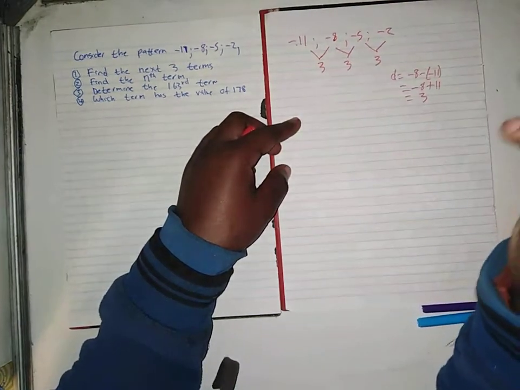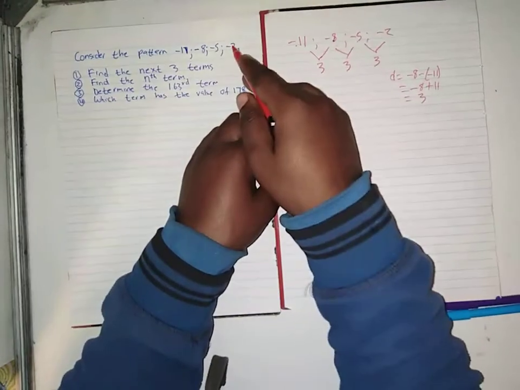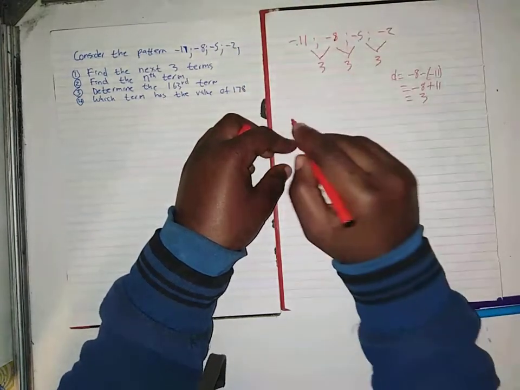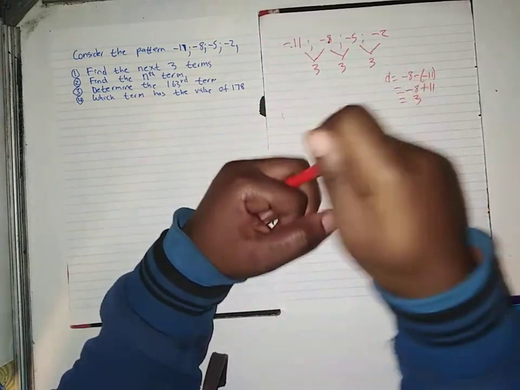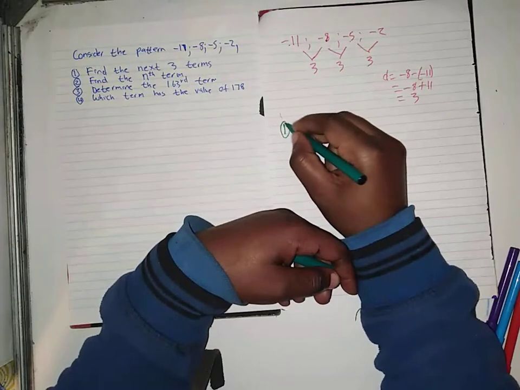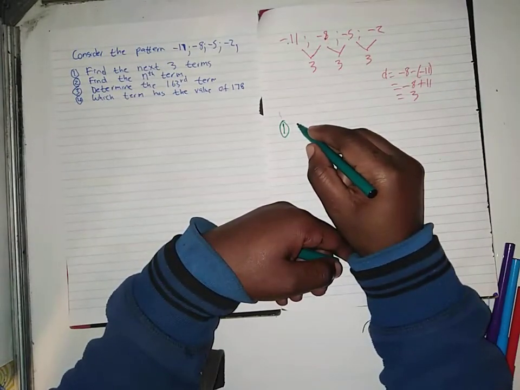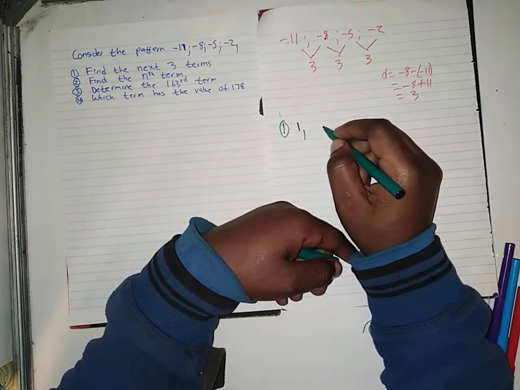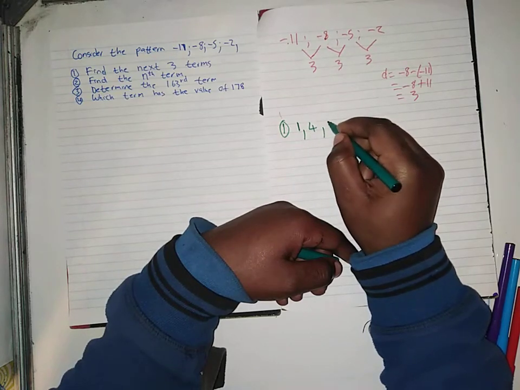So now if you want to get to the next three terms, you must just keep on adding 3. So the answer for question 1: when they say find the next three terms, minus 2 plus 3 is going to be 1. And then 1 plus 3 is going to be 4. And then 4 plus 3 is going to be 7.